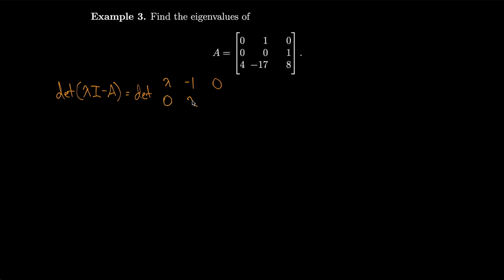Then I've got lambda, all in the diagonal. I'm going to have my lambdas. Minus 0, again, just stays lambda. Then minus 1. Then minus 4. Minus 17 is positive 17. And then I have lambda again. But this time there's an 8, so I'll do lambda minus 8.